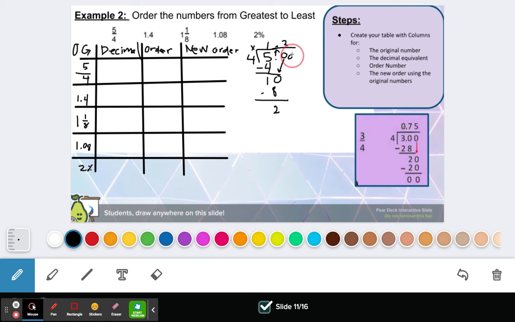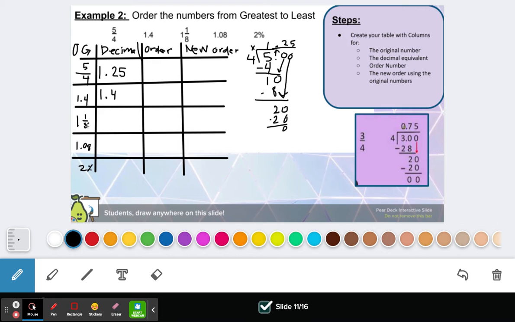And then I still need to continue my decimal up to 3 decimal places, depending if I still need to continue. So then I go about doing this. 4 can go into 25 times. 4 times 5 is 20. I subtract and I get 0. So the new decimal equivalent is 1.25. So I'm going to write that right here, 1.25 hundredths. Okay. Then I'm going to rewrite my 1.4 because I don't need to change it to a decimal.